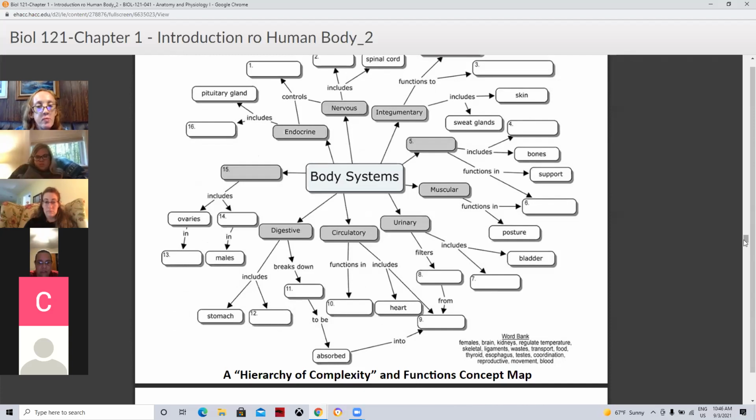The digestive system breaks down food sources into molecules, substances that can be absorbed into the blood vessels. The reproductive system includes the testes in males and the ovaries in females. So this shows how each of these body systems are interrelated and allow for emergent properties.